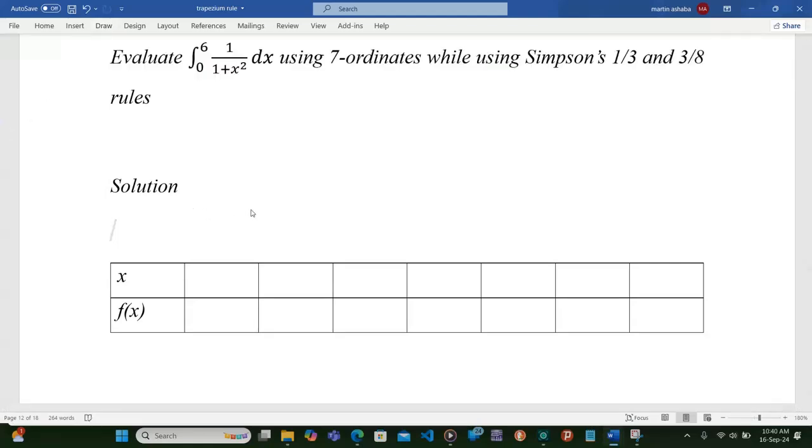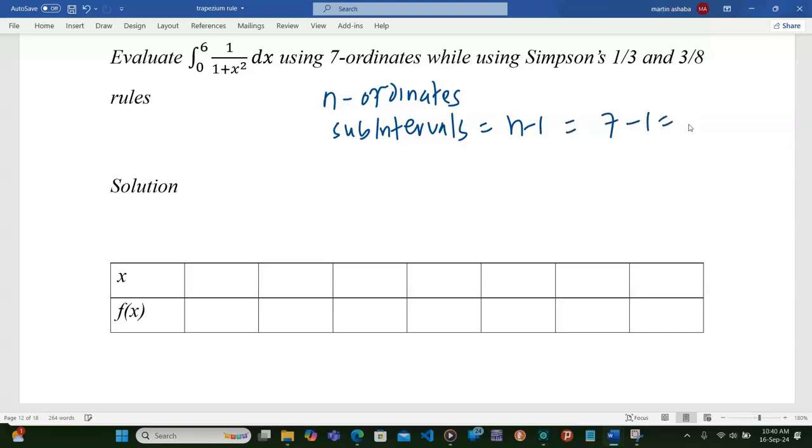If they tell you that you are going to use 7 ordinates, it means there are 7 x values. So if you start from x0, then you'll end at x6. That means if you have n ordinates, the subintervals are going to be n minus 1. And this is going to be 7 minus 1, which gives you 6 subintervals.